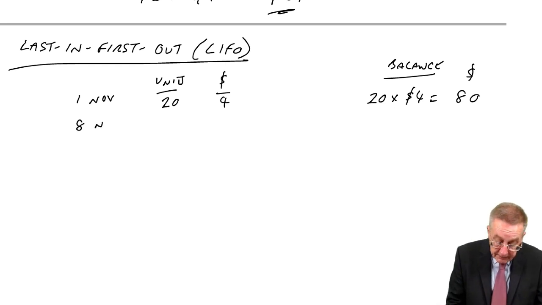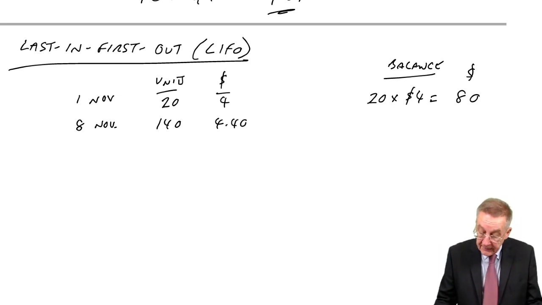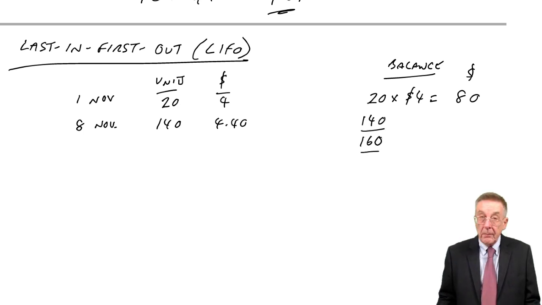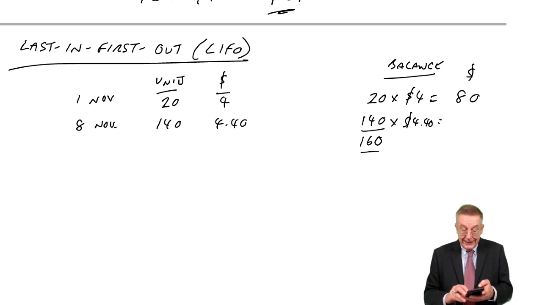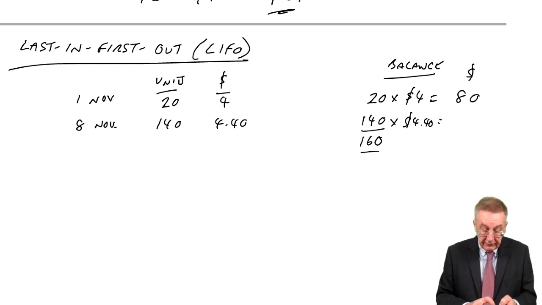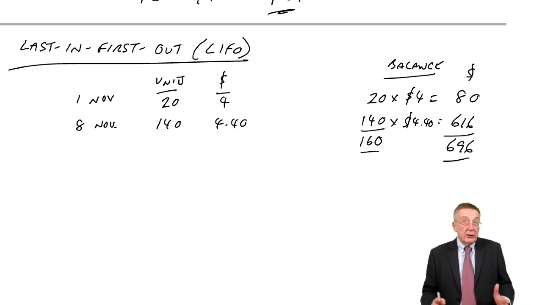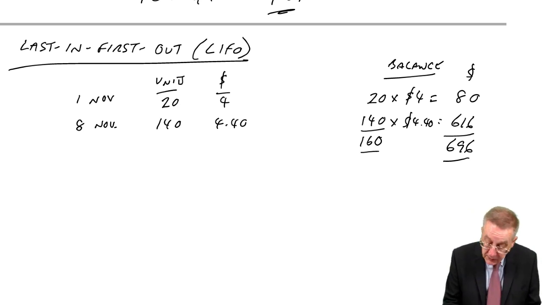8th of November, we received some, 140. We paid $4.40 each. And so our inventory, with another 140 units, so with 160 in total now, those 140 cost $4.40, which is 140, $4.40 is 616. And so at that stage, 160 units at a value of 696. But what happens when we issue some?